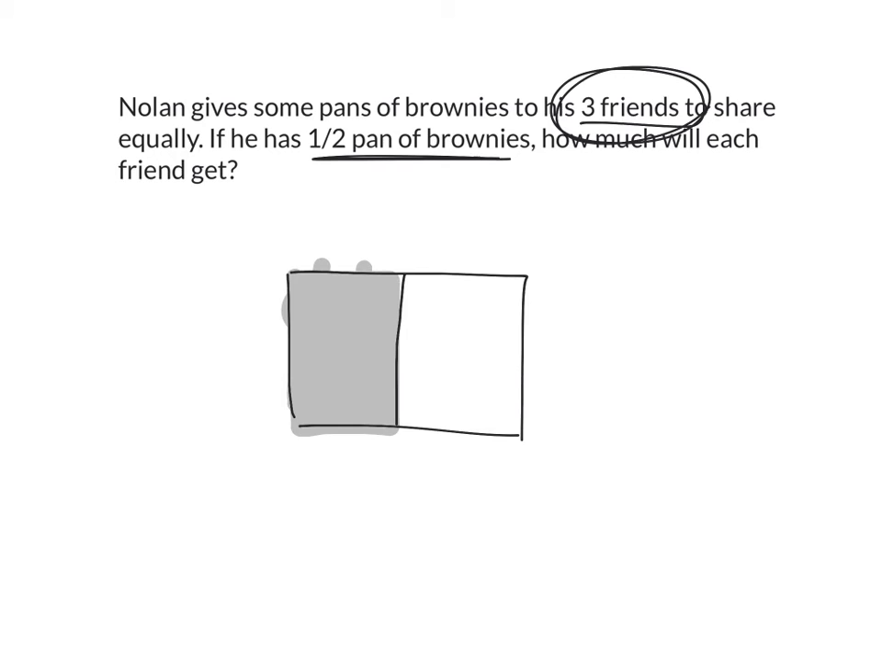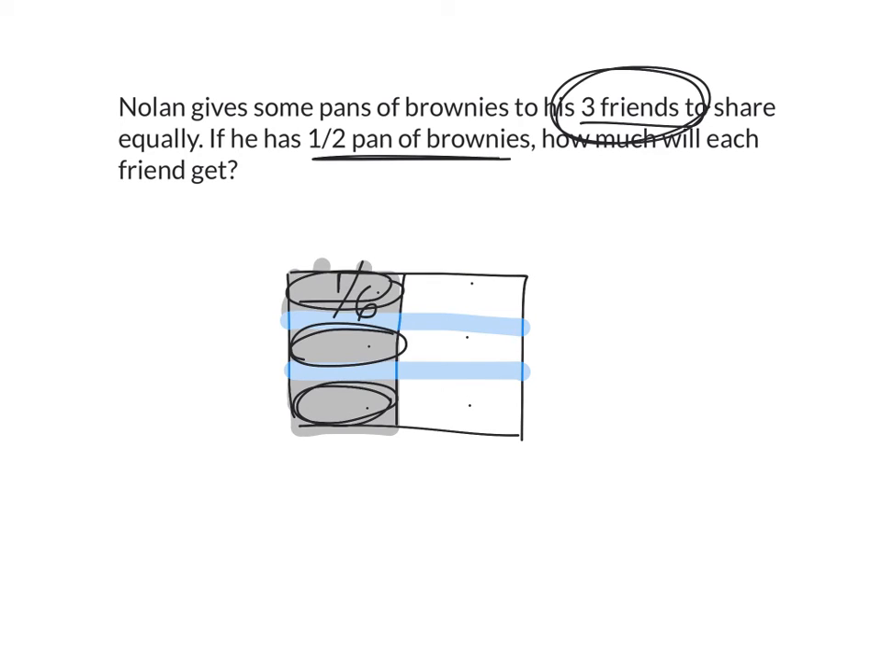Okay. Now I have to divide that half into how many equal-sized pieces? 3. So I'm going to split it like this. Notice how I'm even splitting the pan into the part that doesn't have brownies. So 1 friend will get this much, 1 friend will get this much, and 1 friend will get this much. Is each friend still getting 1/3 of the brownie? This friend is getting 1 piece out of how many total pieces? 1, 2, 3, 4, 5, 6. So he's getting 1/6 of the pan. Each friend now is getting 1/6 of the pan.